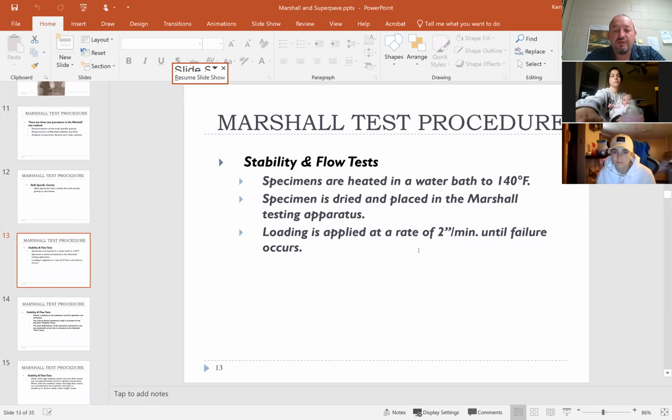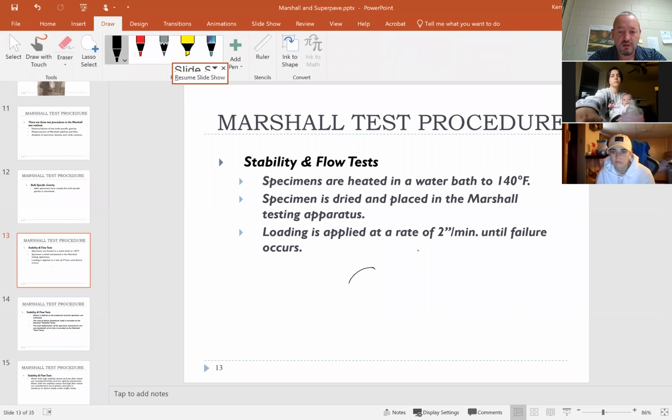The stability and flow test, really the only thing, I don't know if I can write on this. Yeah, can you see that? Kristen, can you see that circle I drew?